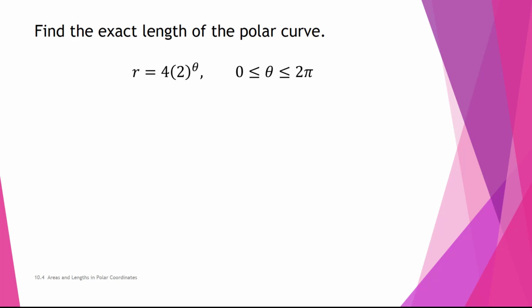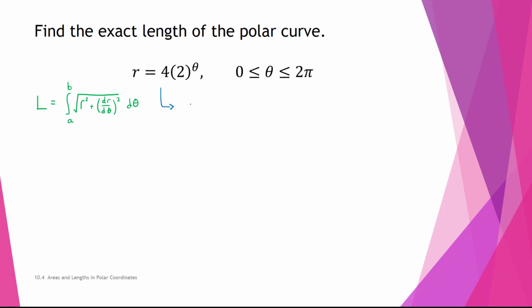In this example, we want to find the exact length of the polar curve r equals 4 times 2 to the power of theta, for theta values ranging from 0 to 2 pi. Now we know that the formula for arc length in polar coordinates is the integral from a to b of the square root of r squared plus (dr/dθ) squared dθ. So I need to find the derivative dr/dθ.